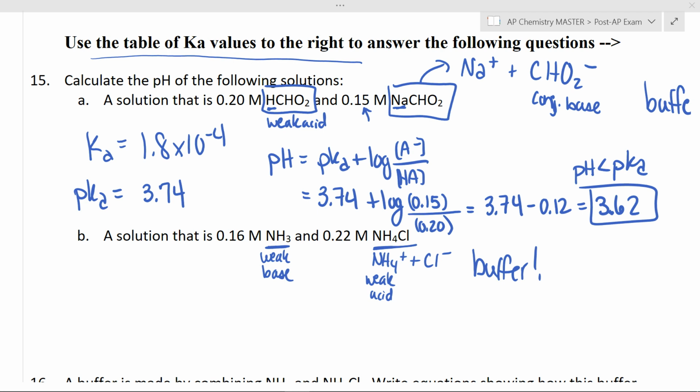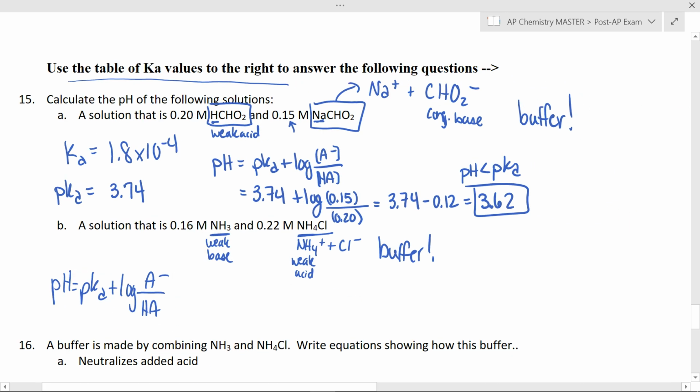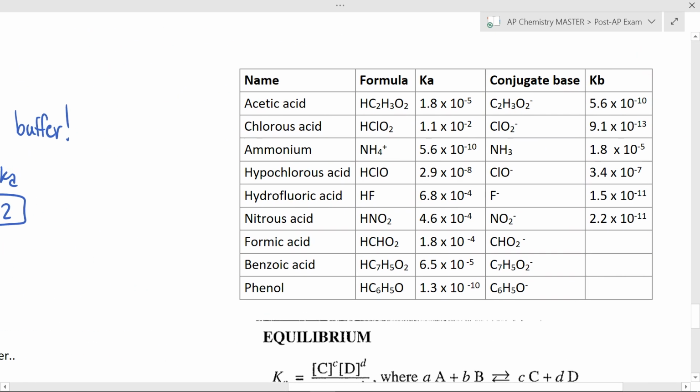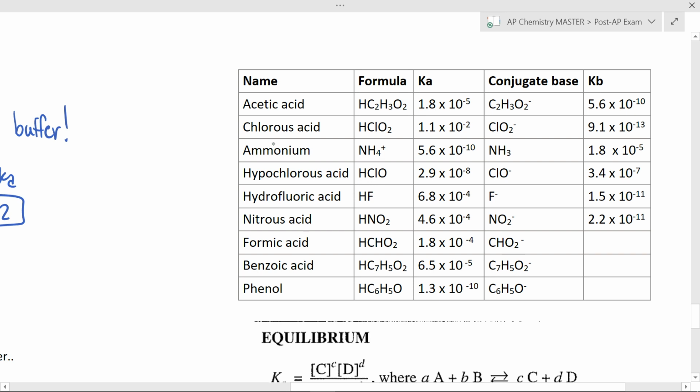All right, so since I have a buffer, I can once again use this equation: my pH is equal to my pKa plus the log of my A minus over my HA. And if I look over here in my table, here is the Ka of ammonium, 5.6 times 10 to the negative 10.